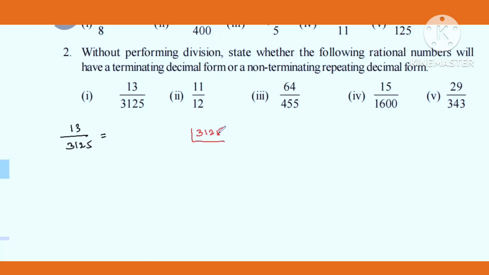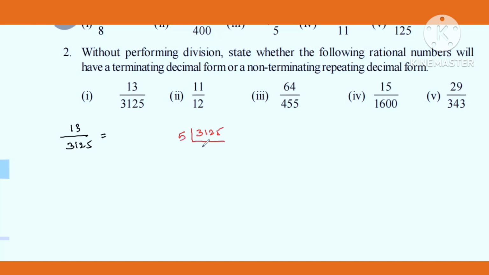This number is ending with 5, so directly you can take 5. Before that you can check with 3 also. 3 plus 1 is 4, 4 plus 2 is 6, 6 plus 5 is 11. The sum of the digits is 11, so we can't divide with 3. So I'm taking 5 directly.